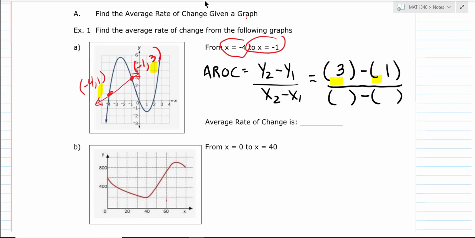Well, the y values are just looking at how high up on the graph you are. When x is -4, it looks like I'm up 1, and when x is -1, it looks like I'm up 3. I'm just writing the points.